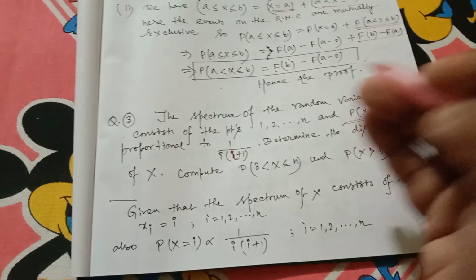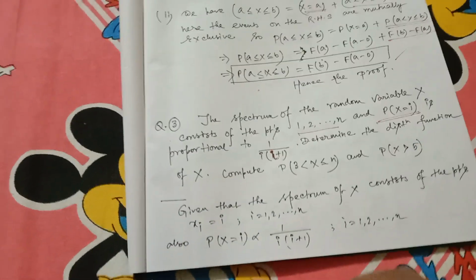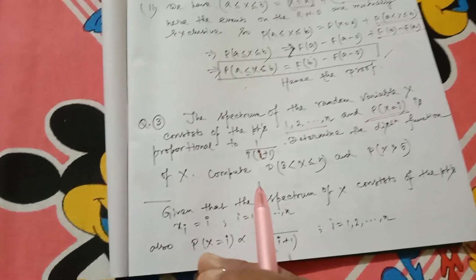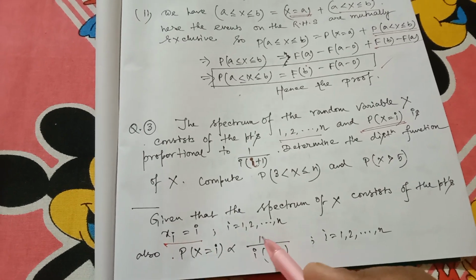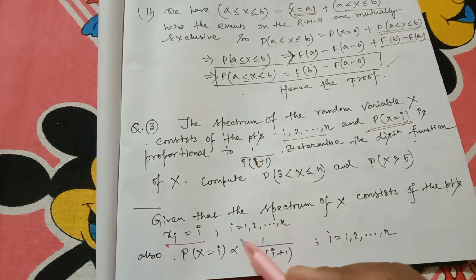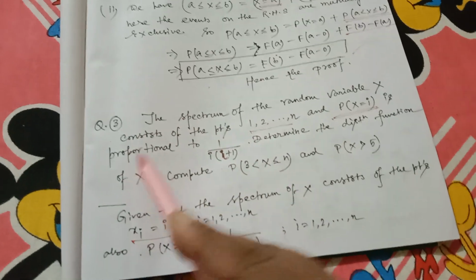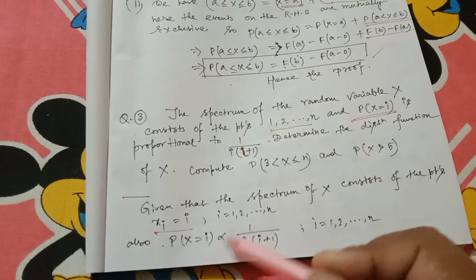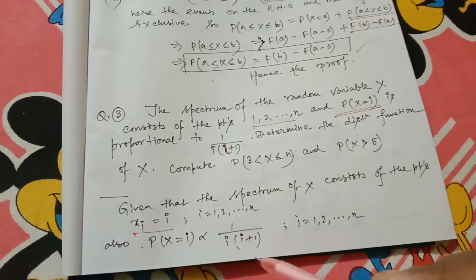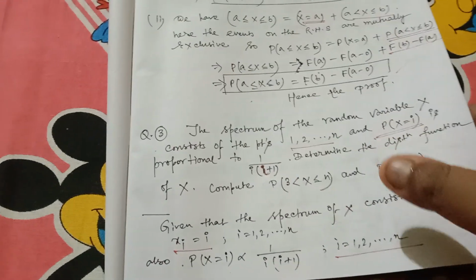So here you can easily understand the spectrum points vary from 1 to 2, 3, ..., n. In general, in case of any discrete distribution, the general way of representing the spectrum points is x_i equal to i, for i varies from 1 to n. That's why I have written i equals 1 to n. Now as per the given condition of this problem, the probability that X equals i is proportional to this quantity, so P of X equals i is proportional to 1 by i into (i plus 1). Here also i equals 1 to n; everywhere you can write down the corresponding criteria for i.